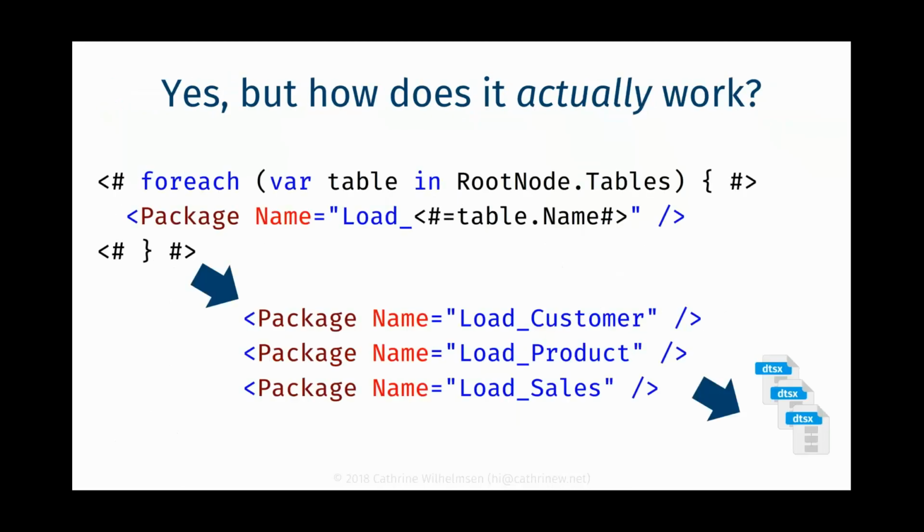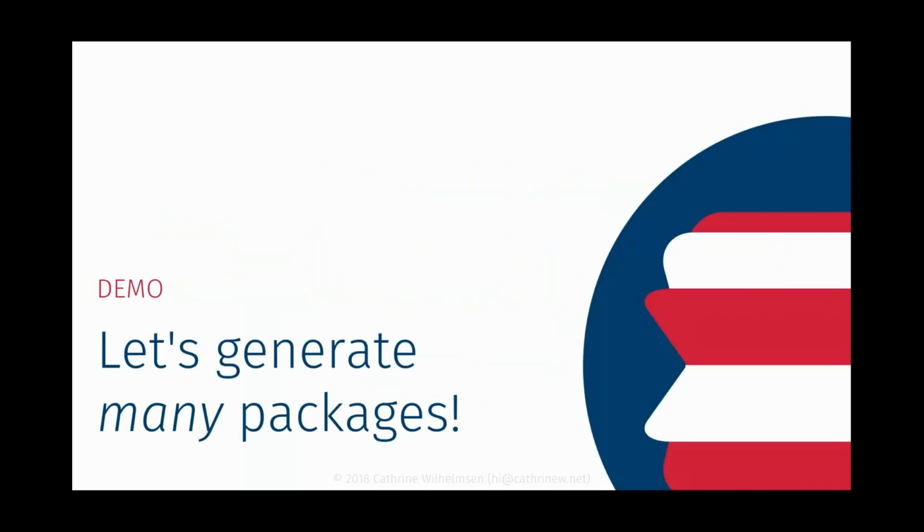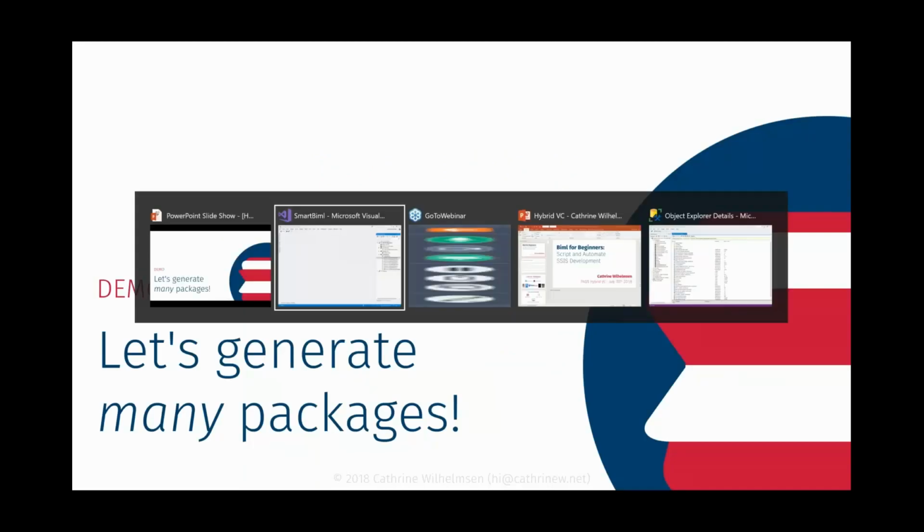So it's very simple. And the way this actually works is this foreach loop is being translated into this flat Biml that you can see in the middle. So we have package, package, package, and so on, one for each of our source tables, and that generates the SSIS packages. And all of this is now, fortunately, very easy to see and debug in what is called the preview pane in Biml Express. So let's take a look at how this works.